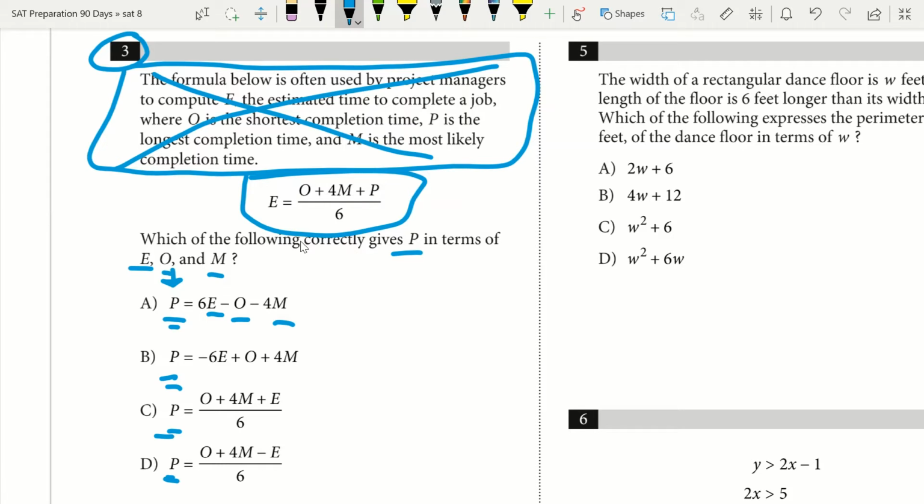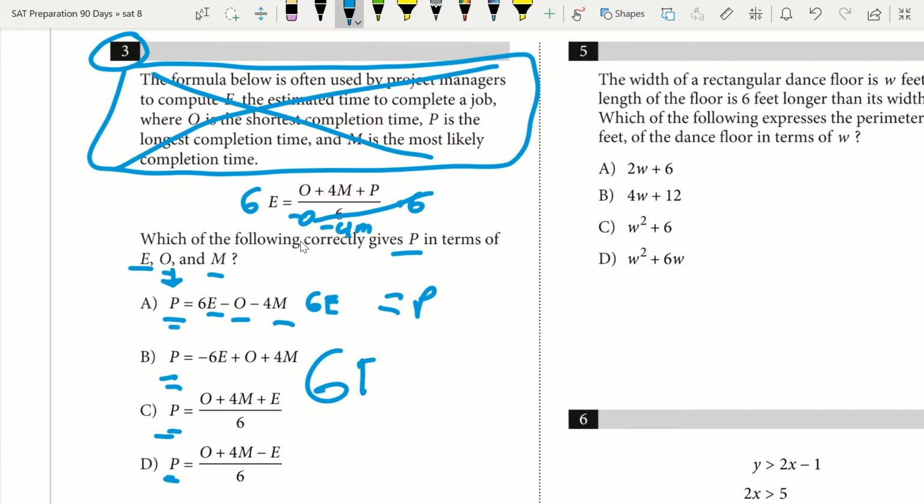So to solve for P here, what I'm going to do is multiply each side by 6. Now I have 6E equals O plus 4M plus P. At that point, I subtract O from each side. I subtract 4M from each side, thus leaving me with P is equal to 6E. And then here, I'll write that bigger. P will equal 6E minus O and then minus 4M equals P, right? So my answer there would be A.